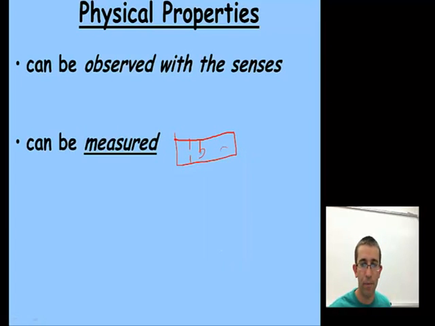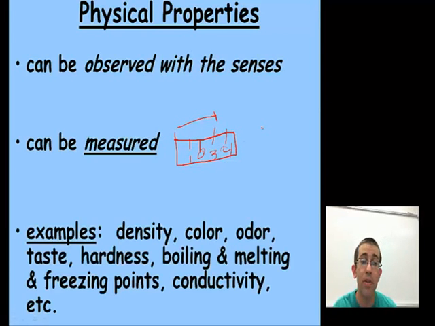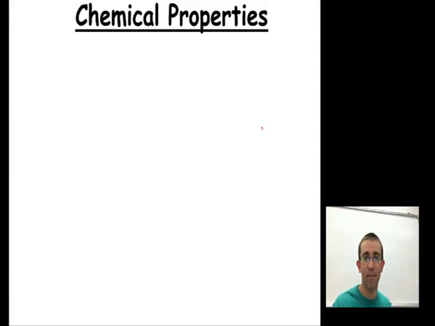Alright, so here we go. So, rulers, right? We can measure the lengths of things, like this line here. We can use a graduated cylinder or stuff like that. So, properties that can be measured. Here's some examples: density, color, odor, taste, hardness, boiling and melting, freezing points, conductivity, etc. There's a whole bunch of words there that you don't have to know the definition of all these right away. We're going to go over a lot of these, but these are some examples, okay? All of these physical properties we can observe, and it doesn't change what the object is.